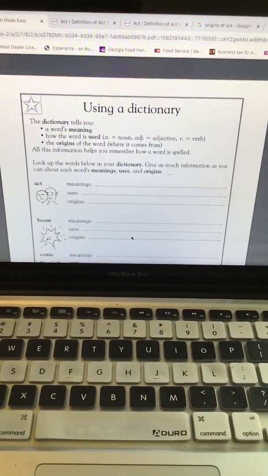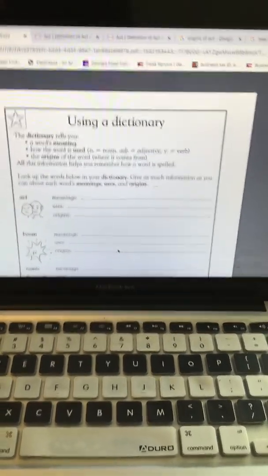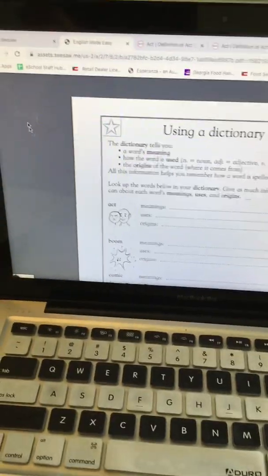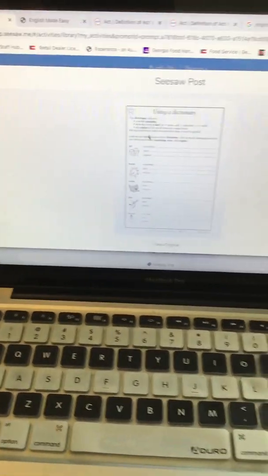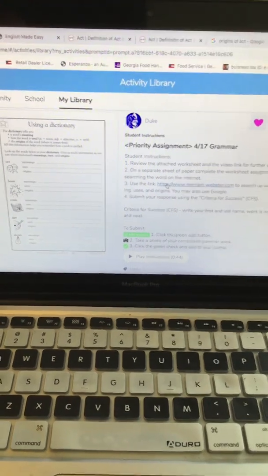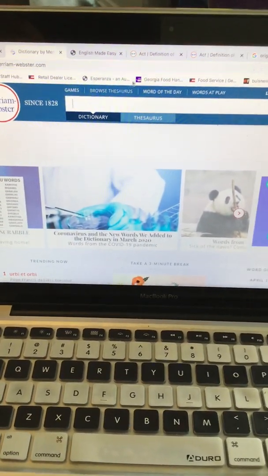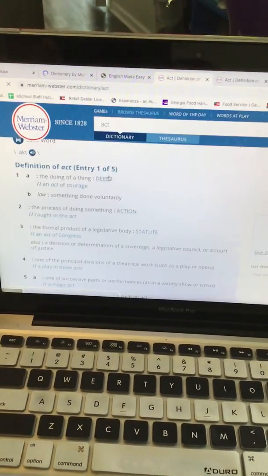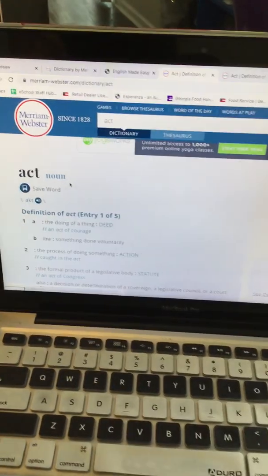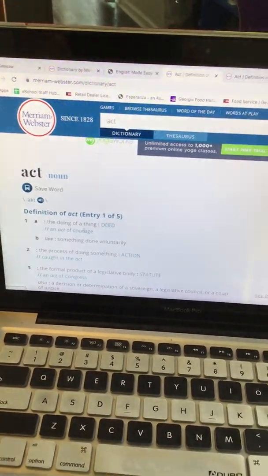For example, I'm going to do number 1, act. I need to find the meaning, uses, and origins of this word. So I'm going to go back to my assignment, exit out of the viewing, click on the web, and type the word act, okay? And I have the definition here that comes up. Now, act is a noun, and I know the first definition is the doing of a thing, okay?